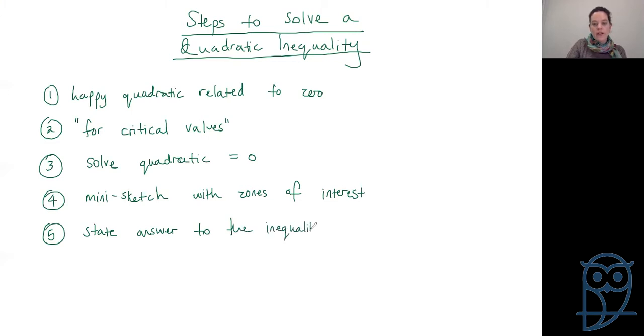So that very last thing that you're going to do is, again, looking back at that original question and stating your final answer. So whenever you see a quadratic, whenever you see an x squared and an inequality in the same statement, you're going to work through all of these: happy quadratic related to 0, state for critical values, solve quadratic equals 0, do a mini sketch with your zones of interest, and then state the answer to the inequality. 5 steps. Now we're going to work through some examples so you can actually see these 5 steps in action.